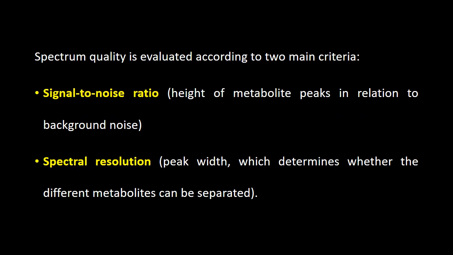The spectrum quality is evaluated according to two main criteria. First is the signal to noise ratio, which is the height of the metabolite peak in relation to the background noise. Second is the spectral resolution, that is the width of the peak, which determines whether the different metabolites can be separated from each other on the graph.